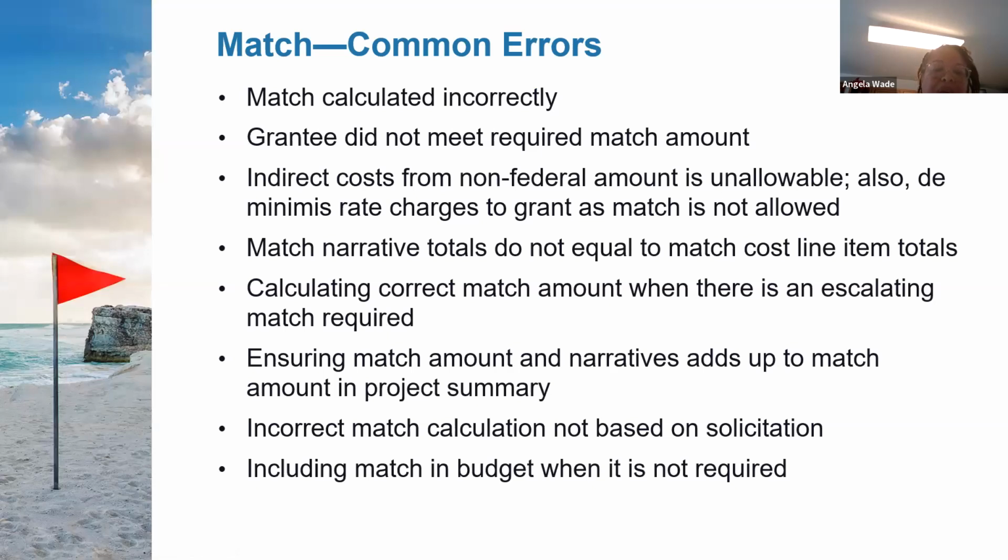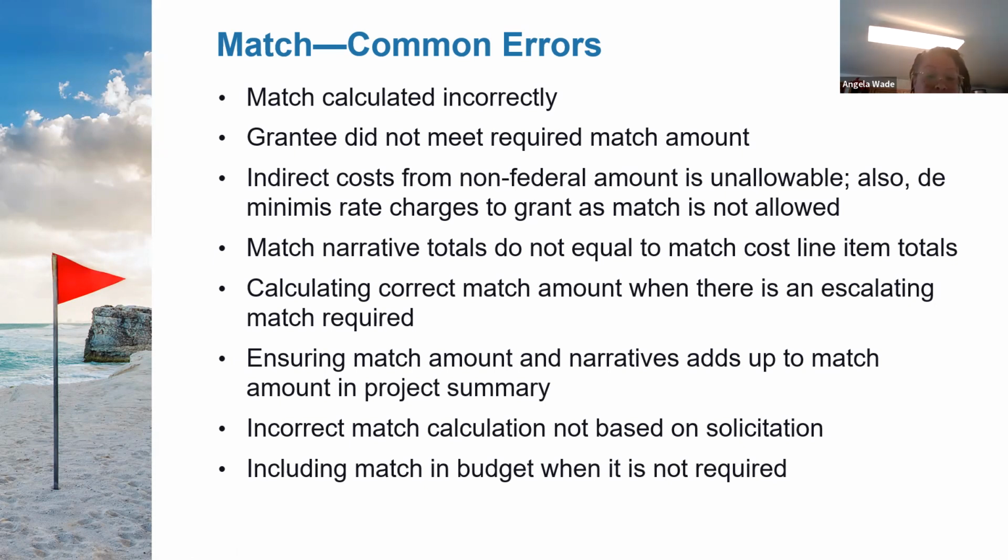So right here we have some errors that come up in regards to match. And if you go down this list, you'll see that a lot of these common errors in regards to match is based on the calculation. So it's very important that you actually read the solicitation so you know what your match requirement is. And again, page 26 of the DOJ Financial Guide has a table that will teach you how to actually accurately calculate out your match requirement.